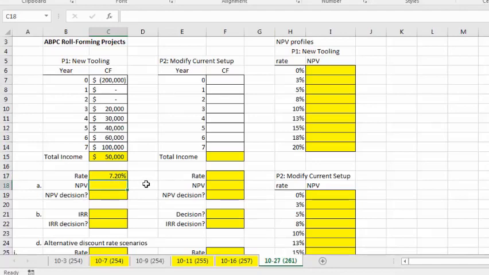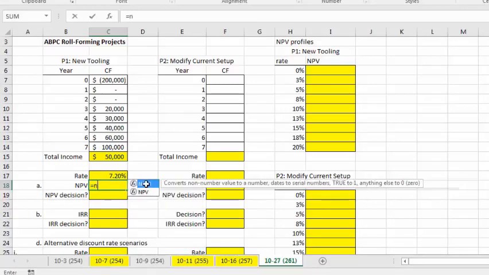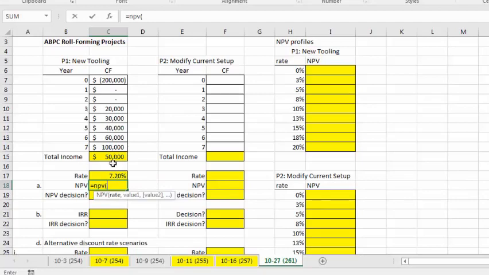Now, it says part A, which project would you recommend Mrs. Brown accept to maximize the value of the firm? Hence, calculate and compare NPVs. I'll do it for project 1. You can do the same procedure for project 2. Equals NPV of this rate and these inflows, and then subtract the initial outflow.